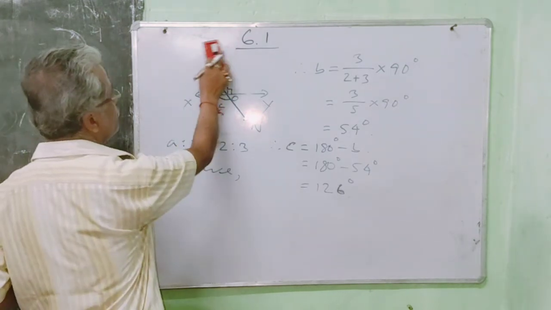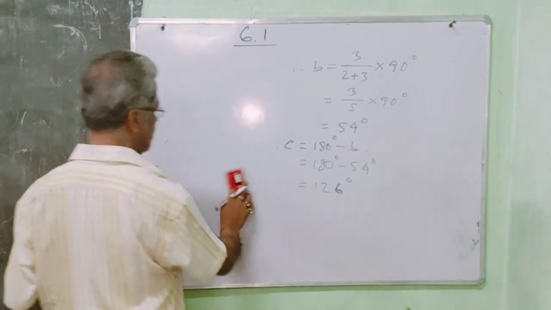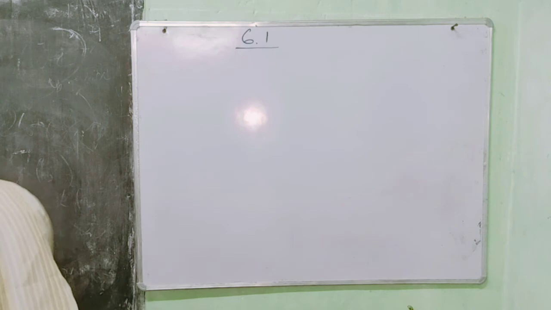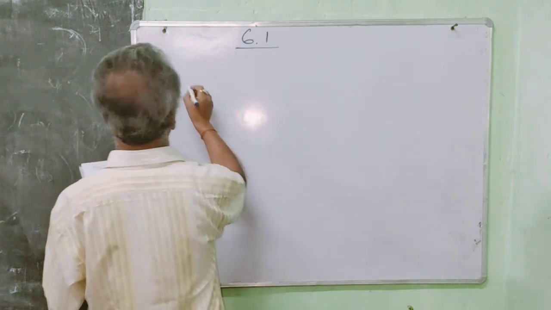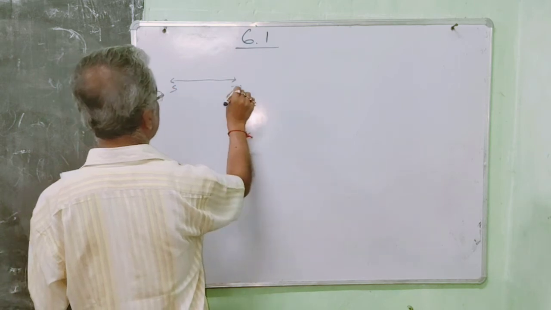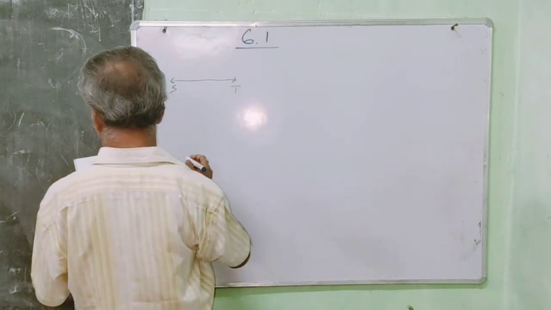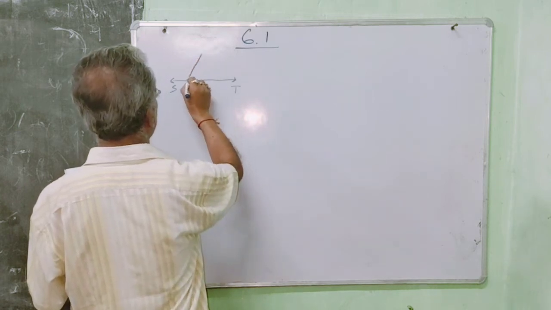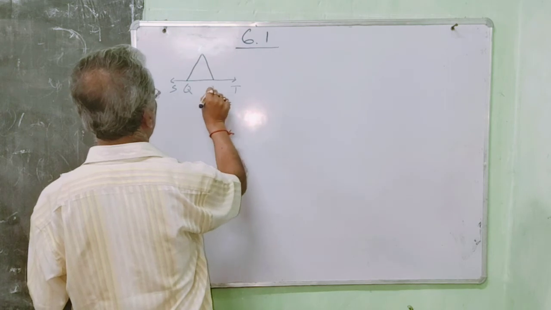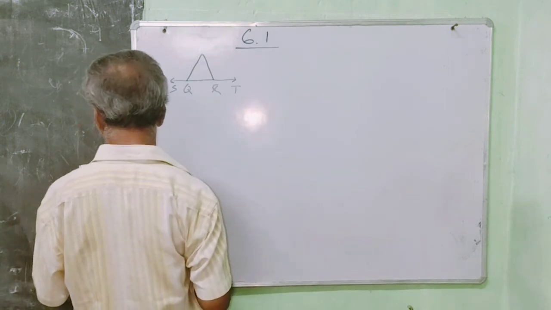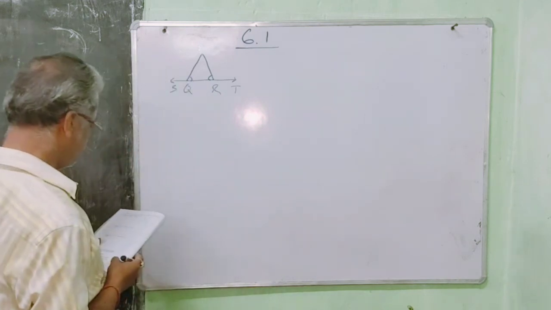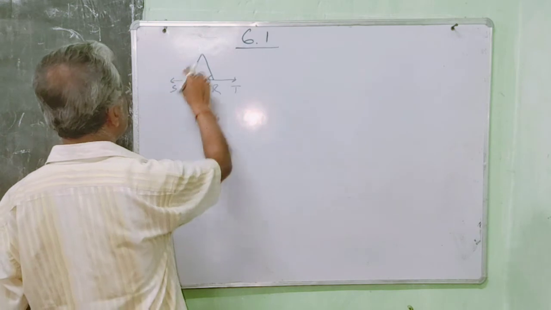Now let us come to another question. Question number 3, there is a figure given. S, T, and there is a triangle PQR. In your question, it is given PQR is equal to PRQ. These two angles are equal. You want to prove PQS is equal to PRT.